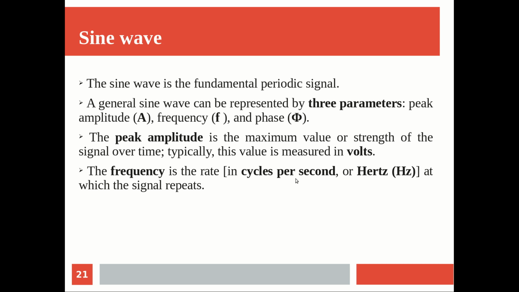Rate means the number of cycles per second. So we always calculate a rate in unit time. Here the unit time is, say, 1 second. In 1 second, how many cycles are repeating? That is what we call the rate. For example, if I am denoting f as the frequency of a signal, what does it mean? I am saying that f hertz is the frequency. What does it mean?